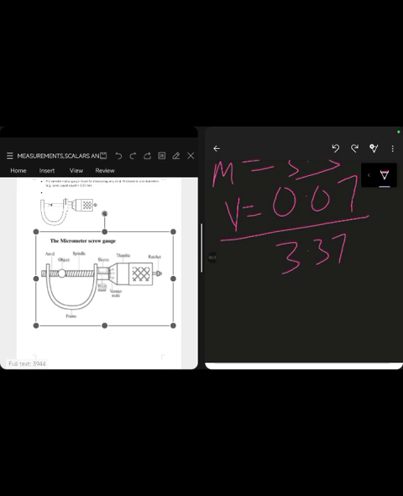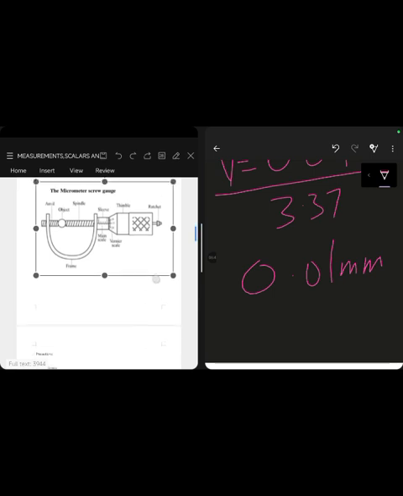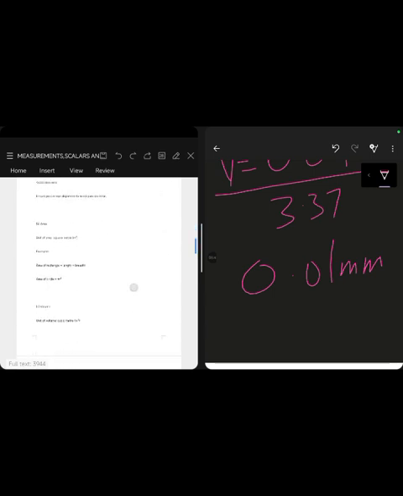Same way, you take from the main scale and add it to the vernier scale. Now, the degree of accuracy of your micrometer screw gauge, because it is used to measure very, very tiny length, is 0.01, but in this case, millimeters. So it takes what? Millimeters. Let's see if we can have an example. We'll take an example from the JAMB past questions.